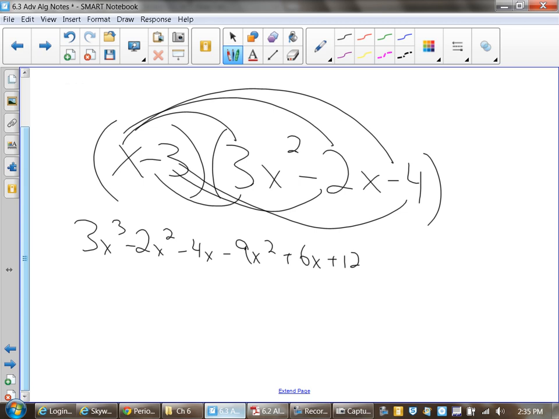And then lastly, it's combining like terms. Remember, when you're done with these problems, you always want to put them in descending order.